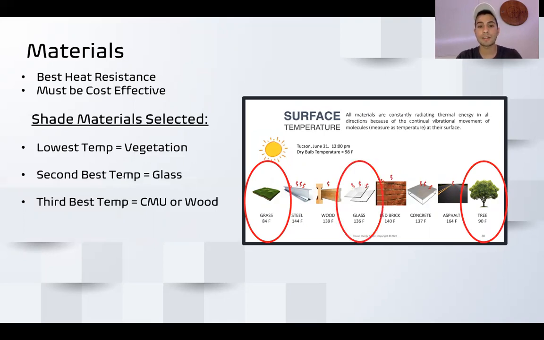Next, glass. It's the second best temperature, and it also is fairly readily available. The third best temperature, wood or CMU, concrete masonry unit, pretty standard stuff. You can find that at your local hardware store.